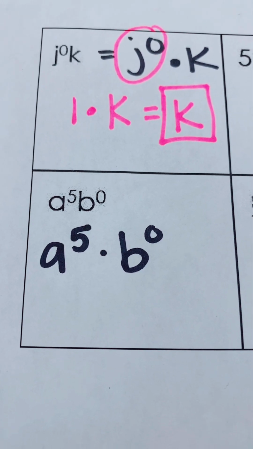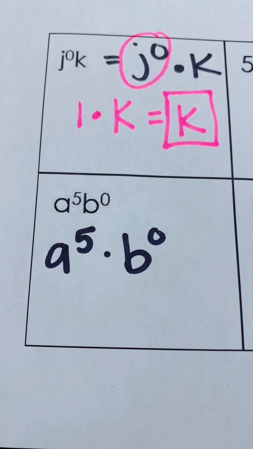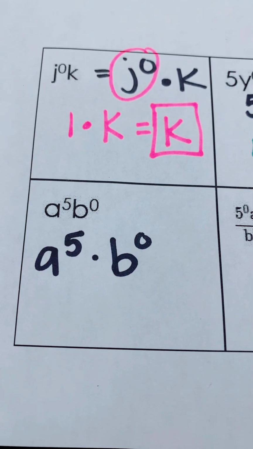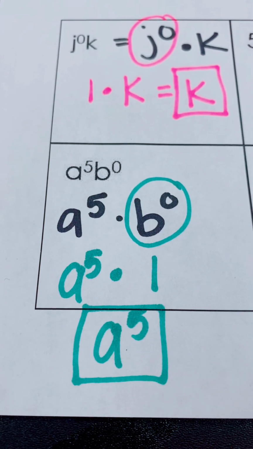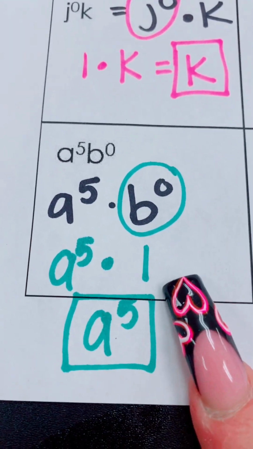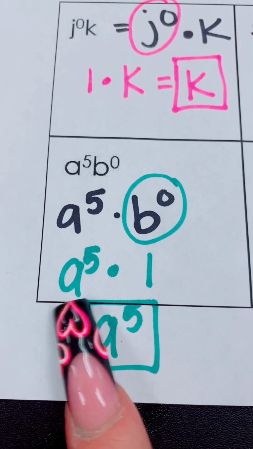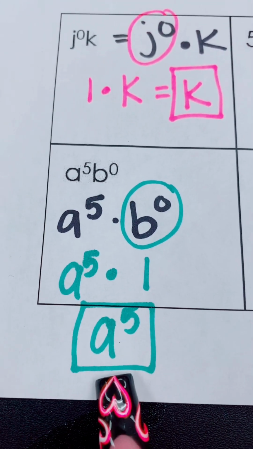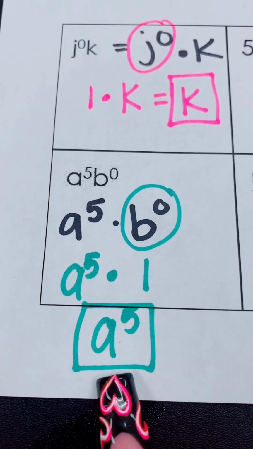A to the 5th b to the 0 can be rewritten as a to the 5th times b to the 0. B to the 0 can be rewritten as 1 because anything to the 0 power is 1. A to the 5th times 1 is the same thing as a to the 5th.